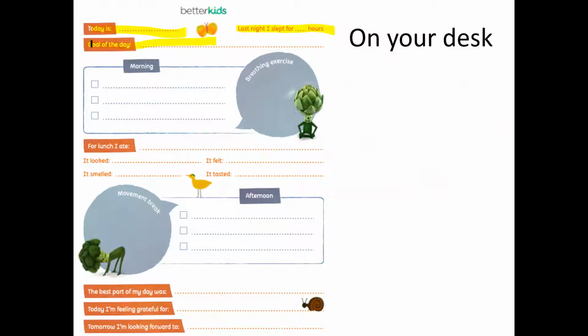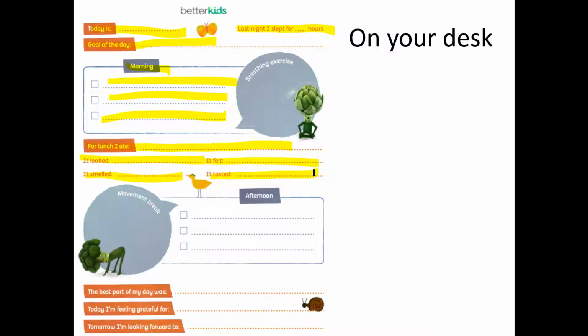The goal of the day is this. This is what you did in the morning. List 3 things. What did you have for lunch? What it looked like, smelled like, felt like, tasted like. For your movement break, did you take a walk today? What did you do for exercise? Afternoon, list 3 things that you accomplished. Best part of my day was, today I'm feeling grateful for, and tomorrow I look forward to.